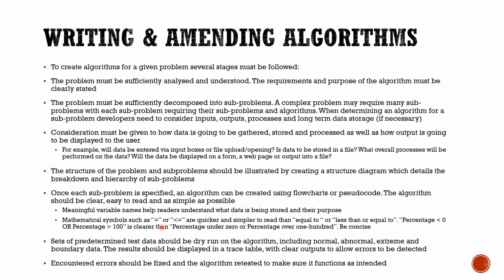Use mathematical symbols because it's easier and quicker to read and easy to understand, rather than writing equal to, less than, or equal to. Sets of predetermined test data should be dry run on the algorithm, including normal, abnormal, extreme, and boundary data. The results should be displayed in a trace table with clear output to allow errors to be detected. Encountered errors should be fixed and the algorithm retested to make sure it functions as intended.